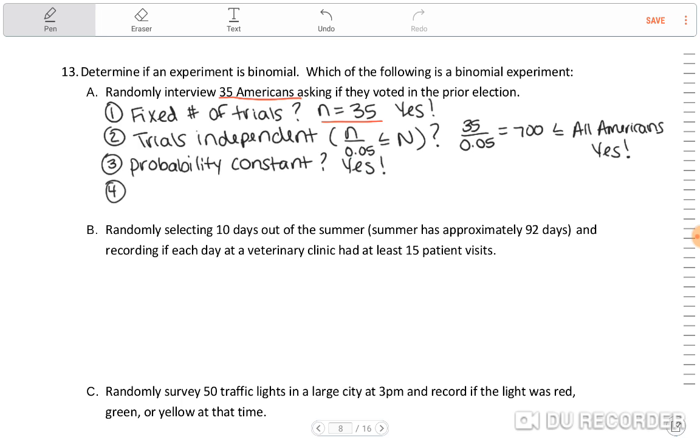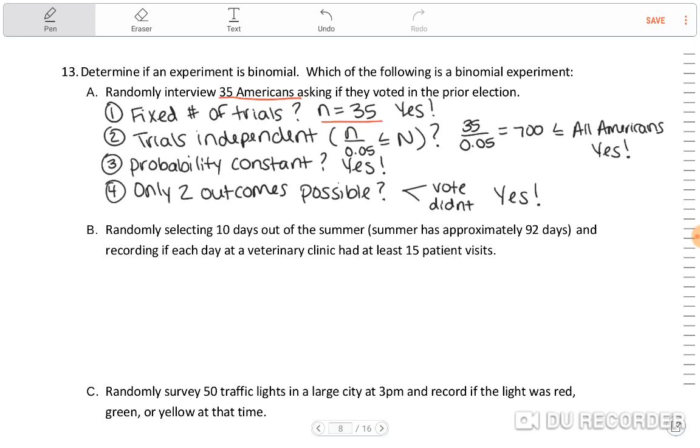The fourth one is only 2 outcomes possible. And the answer to that one is yes, they either voted or they didn't. So that's a yes. So yeah, I think I'm questioning probably. I have a hard time with these. These are hard for me.